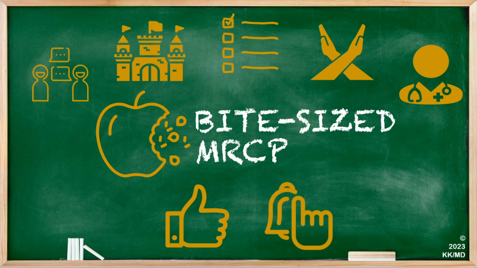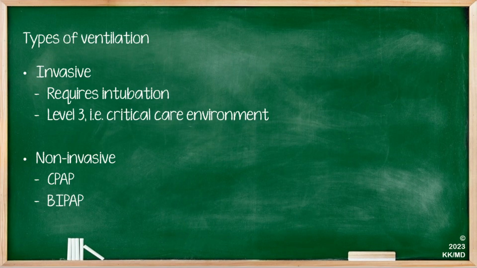Now, without further ado, let's get into today's topic, which is ventilation. So there's two key types of ventilation, invasive and non-invasive. If we look at invasive forms of ventilation first, this requires intubation and by definition therefore requires level 3 care in a critical care environment. Non-invasive forms of ventilation include CPAP and BiPAP, and we will talk about these in greater depth in the presentation.